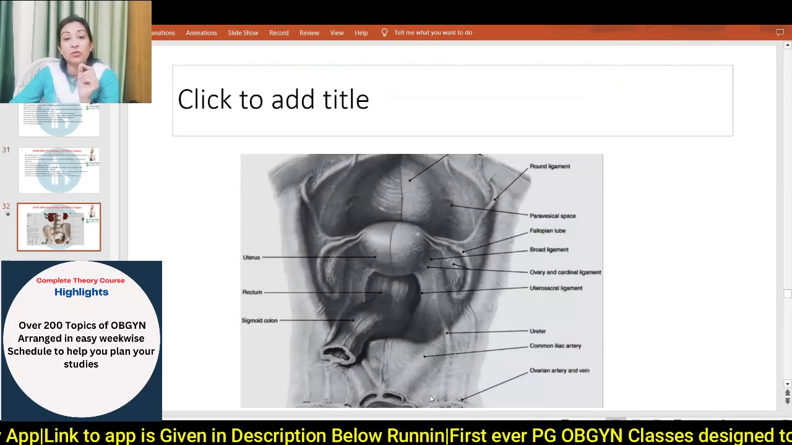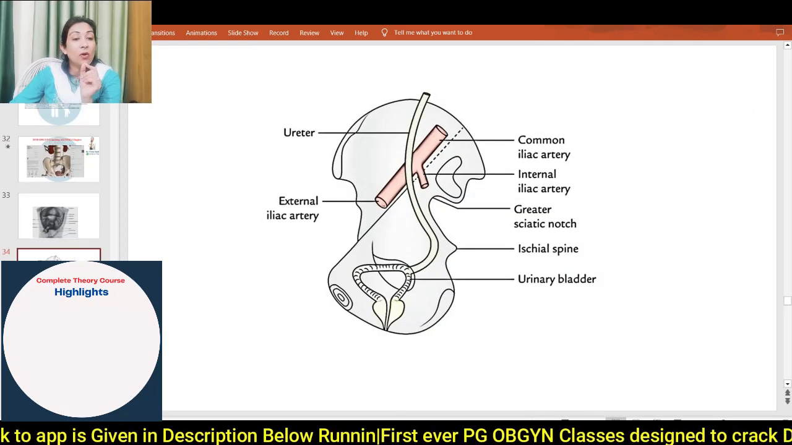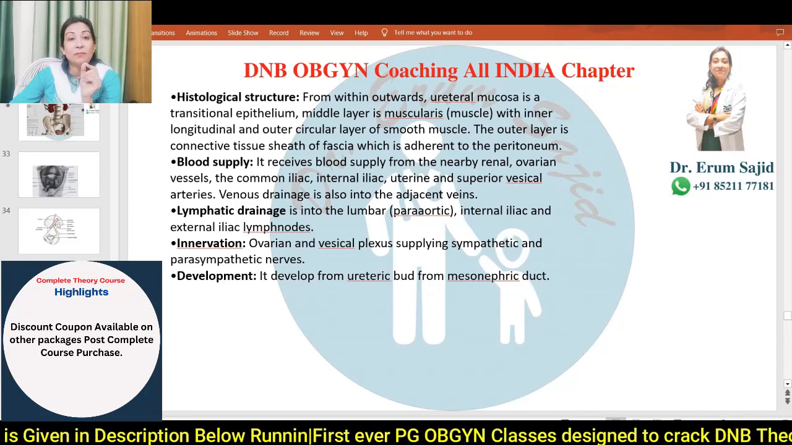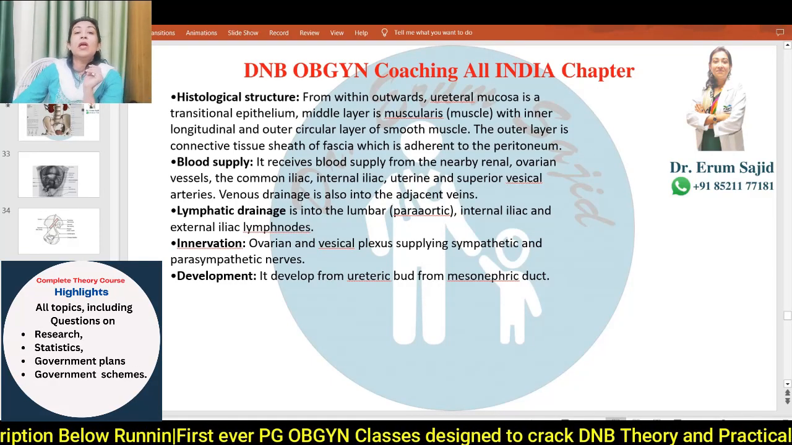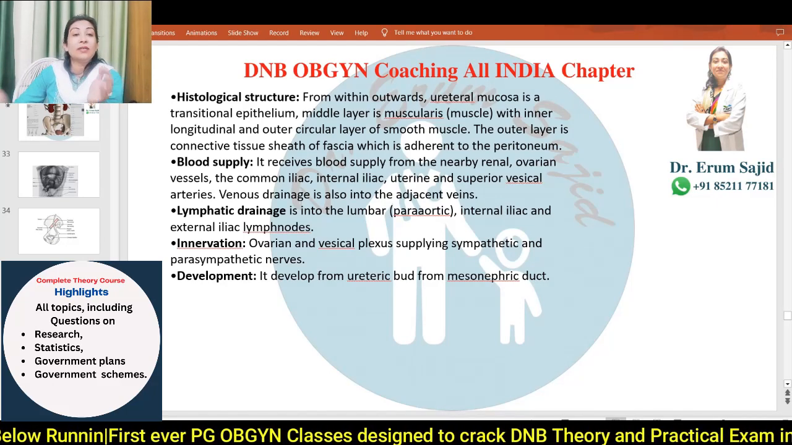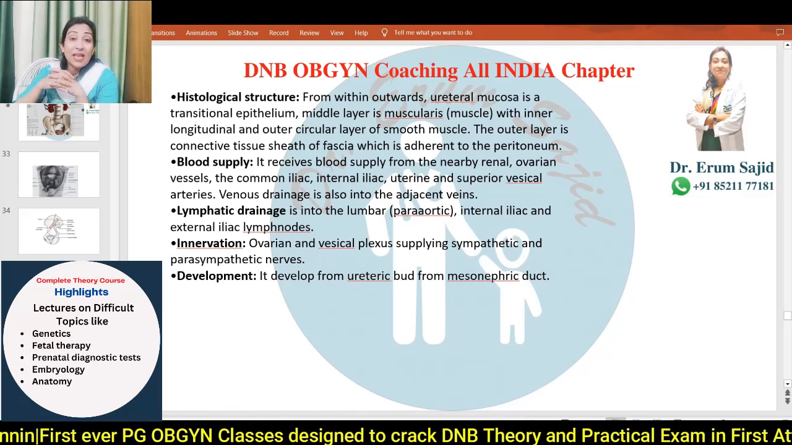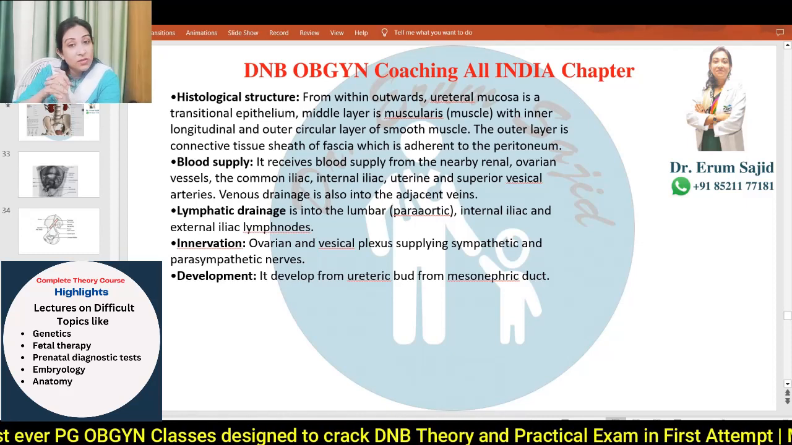Okay, uterine artery also they've included, right? Now let's go forward to where we had spoken about. Let's talk about the histological structure briefly. From within outwards, ureteral mucosa is a transitional epithelium, exactly like the mucosa of the bladder. That was also transitional. This is also transitional.